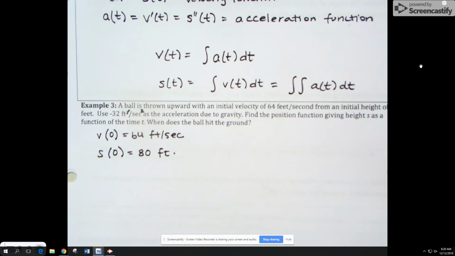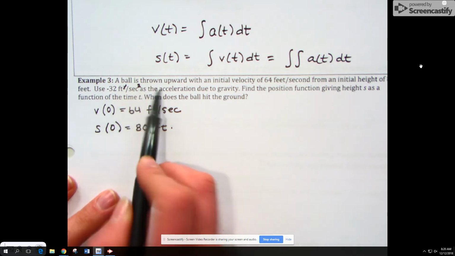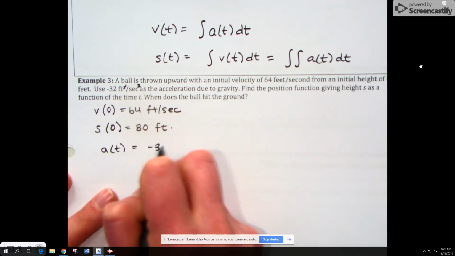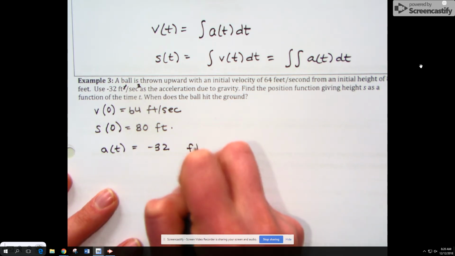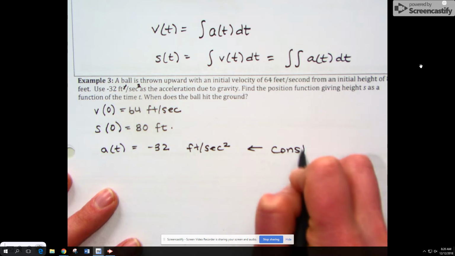If you think about the example that we just did together, these are the two conditions that they're giving you to help you find those plus c's. These are those specific values that are going to give you an exact answer instead of just a generic antiderivative. Use the position, the acceleration then is a function. Acceleration is negative 32, and it's feet per second squared. Notice that it is a constant.